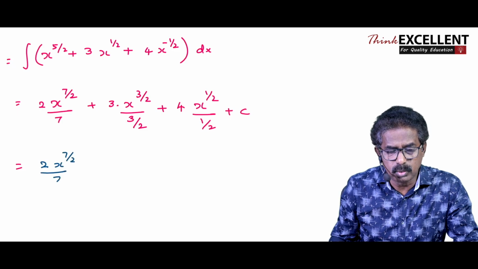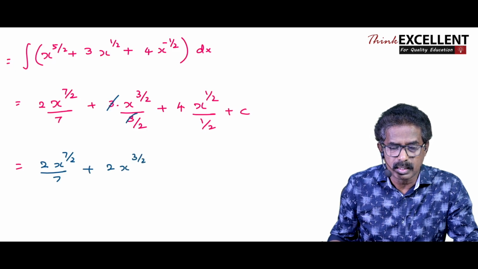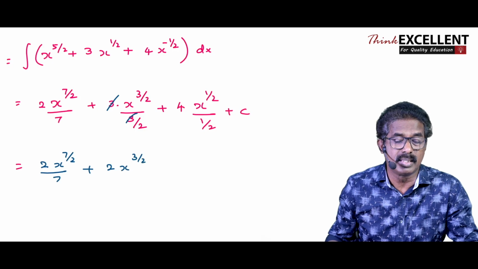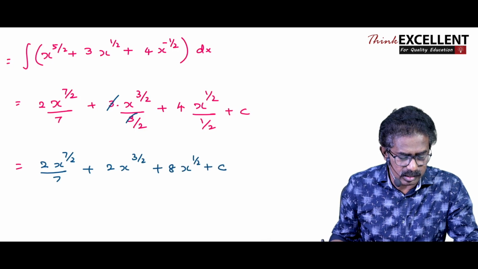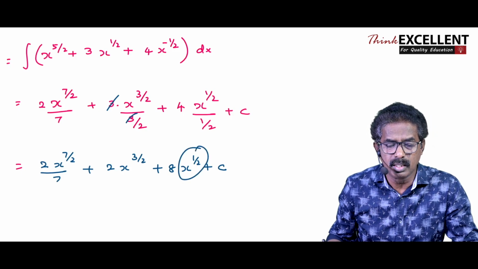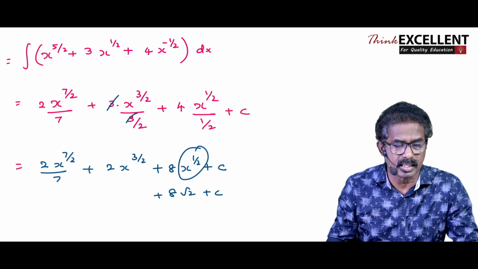Here the 2 will go up and 3 gets cancelled. The 2 comes up. So plus 2x raised to 3 by 2. Here also the 2 goes up. Already 4 is there. 4 2s are 8. x raised to half plus c. So this is your answer. The x raised to half, if you want, you can write 8 root x plus c. It's not compulsory. If you want, you can change it like that.